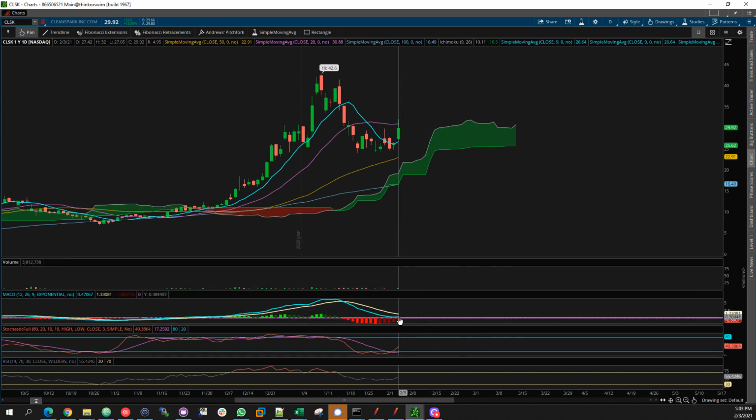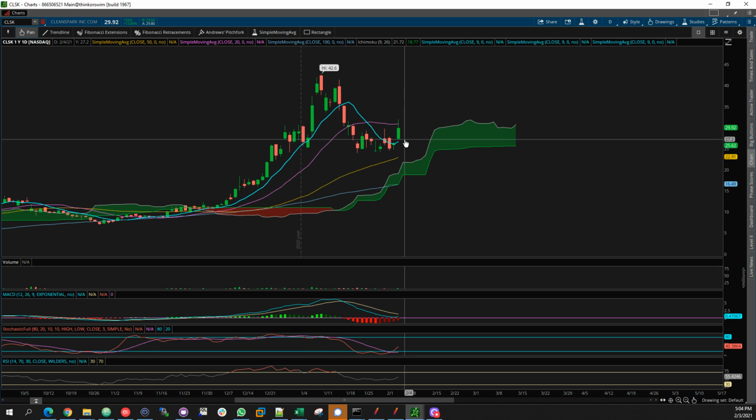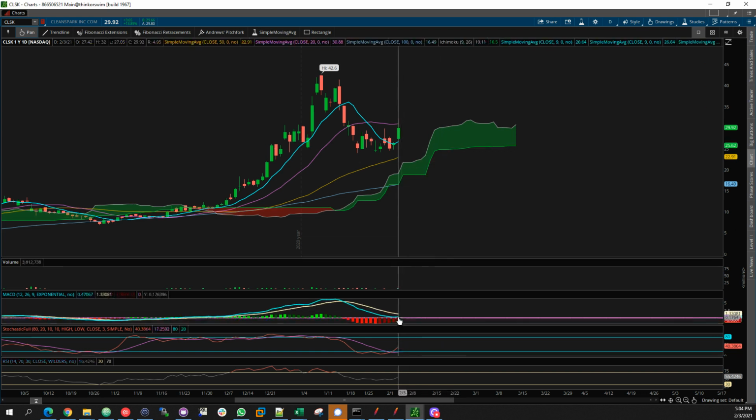MACD is about to turn up. This is a good timing. It got rejected off of the 20. Let it come down and retest 27.2. But I think the chart is almost ready with the MACD. Stochastics is already ready. RSI is rising up.